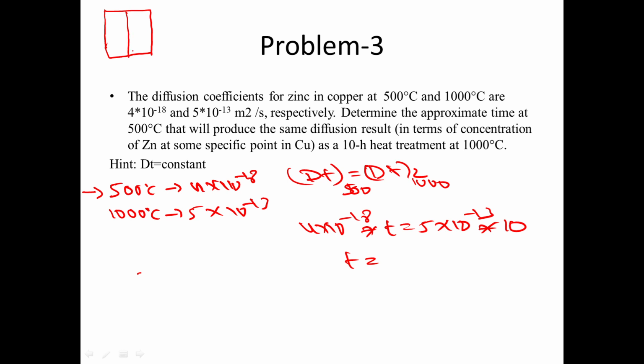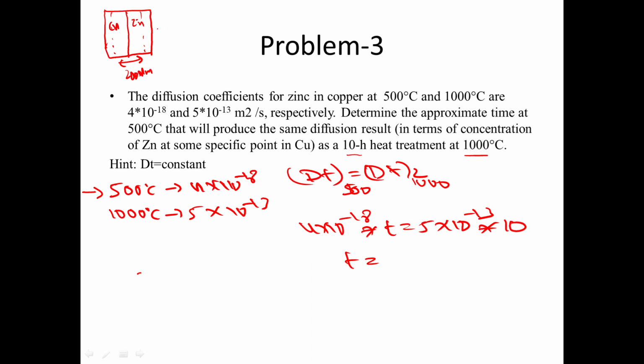See, this is the diffusion couple experiment. This side is copper and this side is zinc, Zn. If we carry out the process for 10 hours at 1000 degrees Celsius, it produces some diffusion depth, up to here, for example 200 micron.